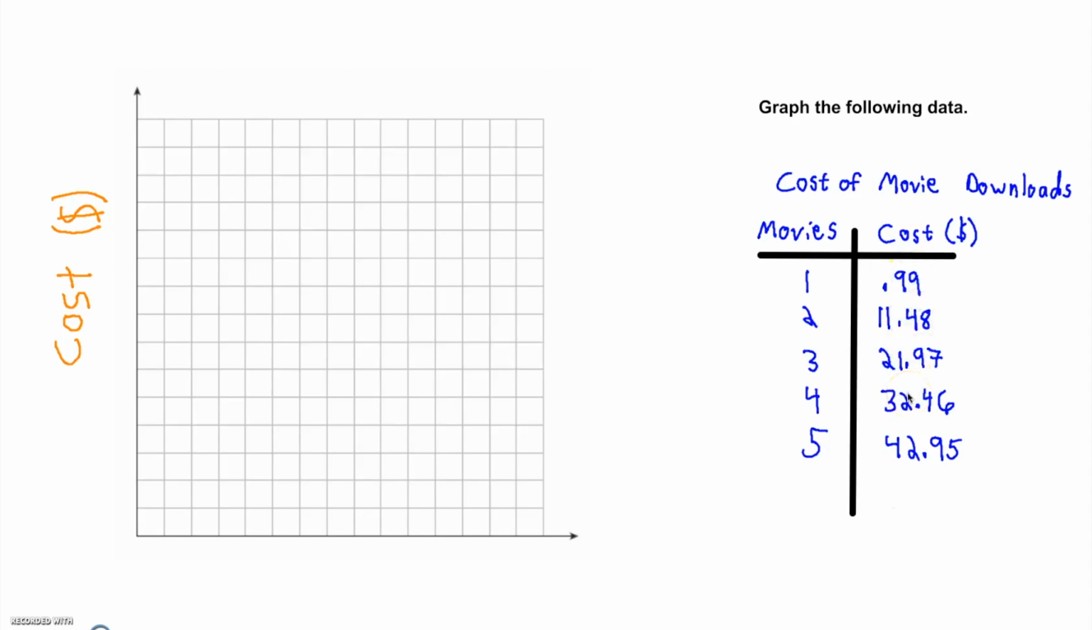So in a previous video, I went over how to draw up a graph with a nice set of numbers. Now we got some not so nice numbers. Let's do it. So the instructions are graph the following data. We're told that the title is the cost of movie download. So I'm going to write, as always, when I graph things, the title up here. So cost of movie downloads.